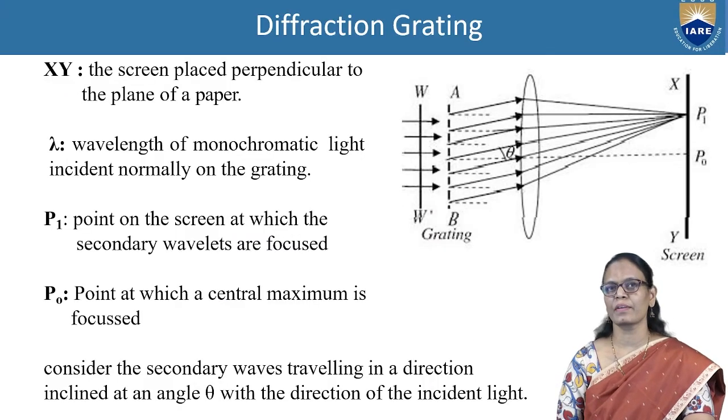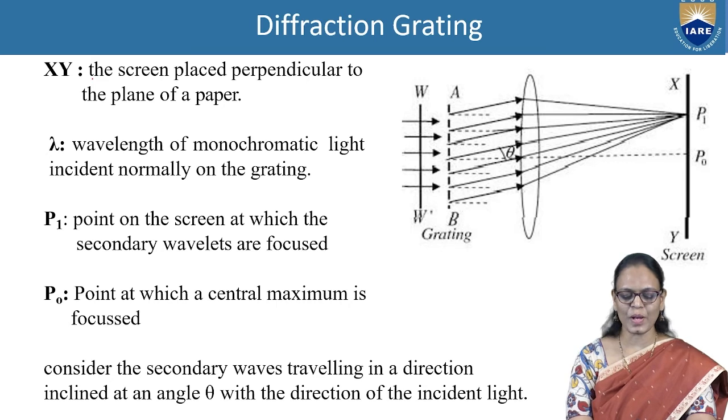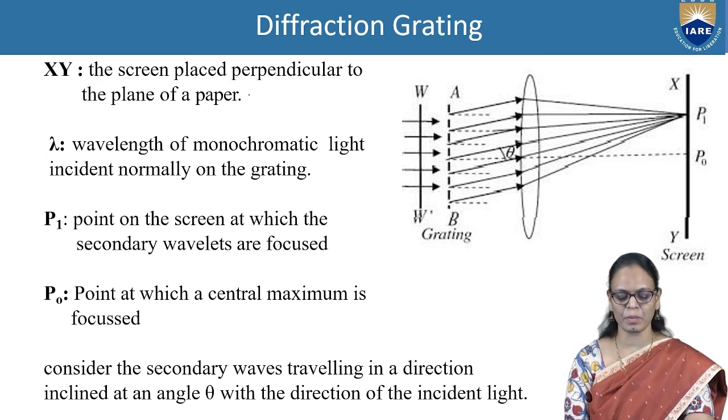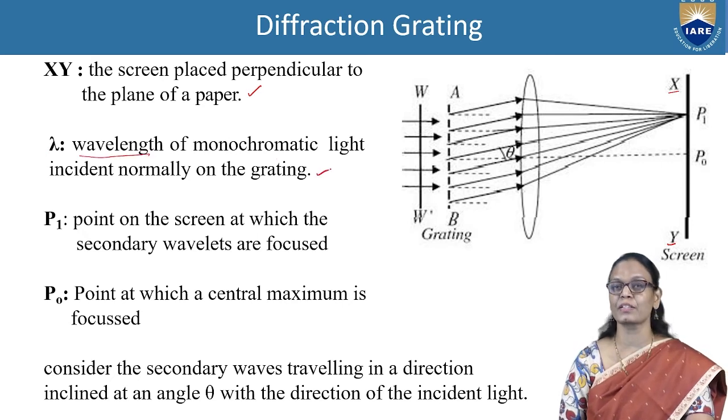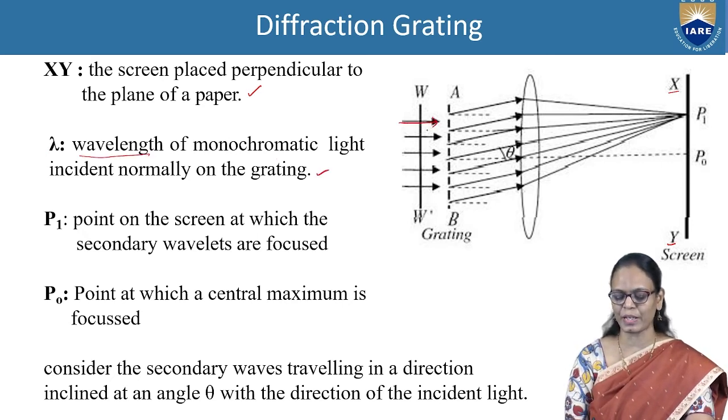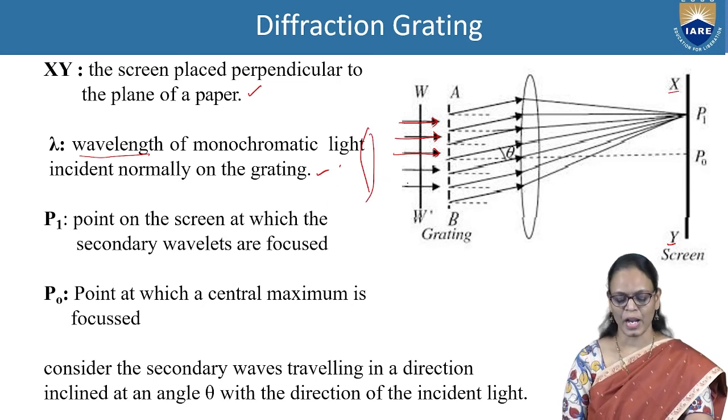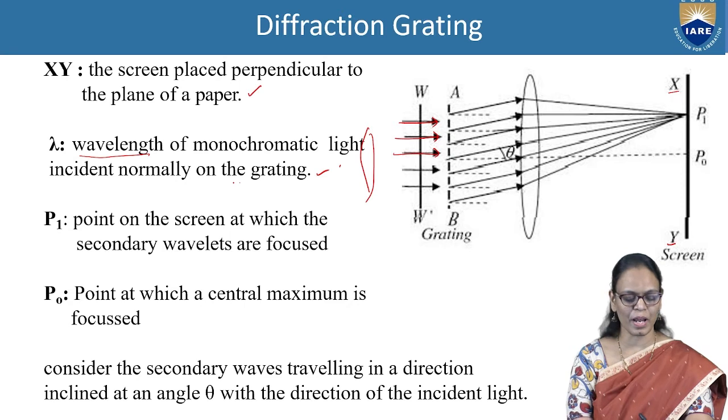So let us now derive the expression. XY is a screen placed perpendicular to the plane of the paper. Lambda is the wavelength of the monochromatic light we are using. The light that is coming, this is the plane wavefront we have shown. There will be a source somewhere here. Light coming from the source, with the help of a lens, we are making it parallel and it is incident normally. So lambda is the wavelength of the light.